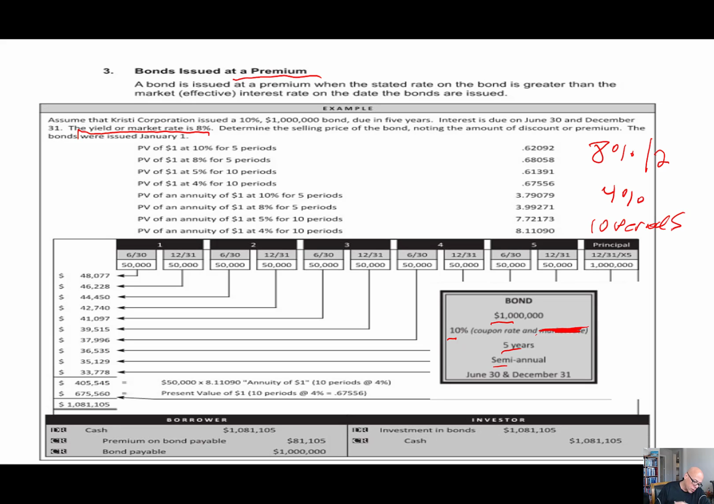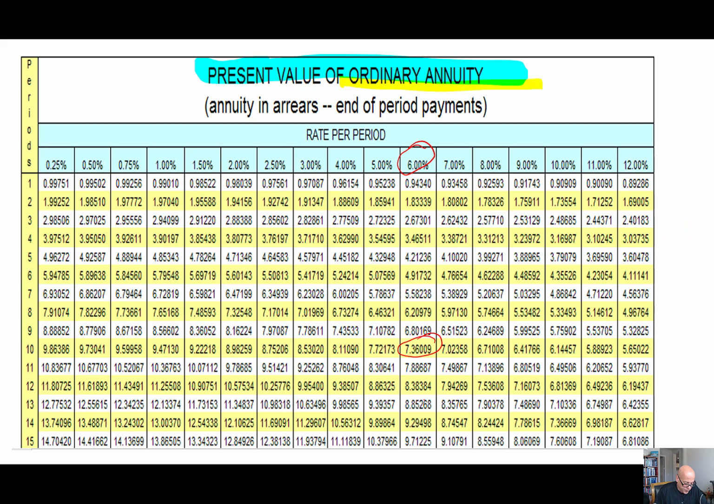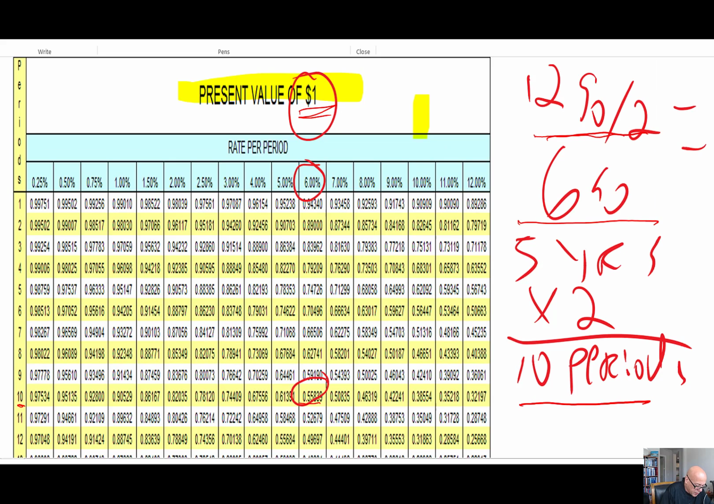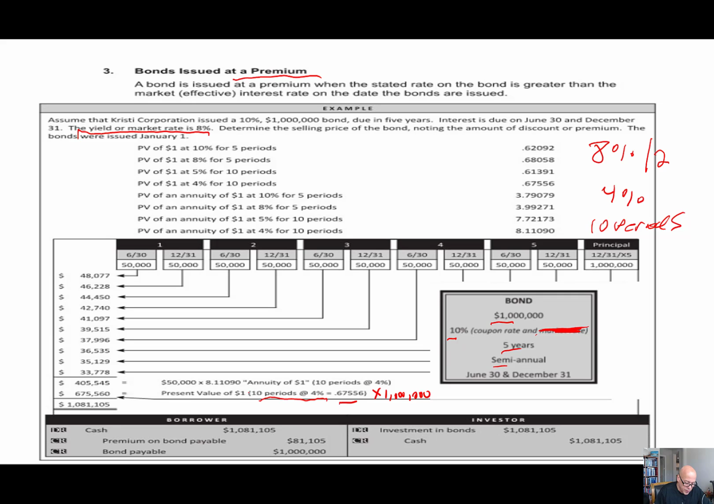Okay, so now you come down and you see how they did that. We have the principal, 10 periods, 4%. They give me that factor. I'm going to multiply the $1 million face by that, just to give us a little more practice with the table. Why not? So we've got 4%, 10 periods, 0.67556. Was that the number they gave us here? 0.67556. Yep, they picked up the right factor, multiply that out. There's the present value of the principal.